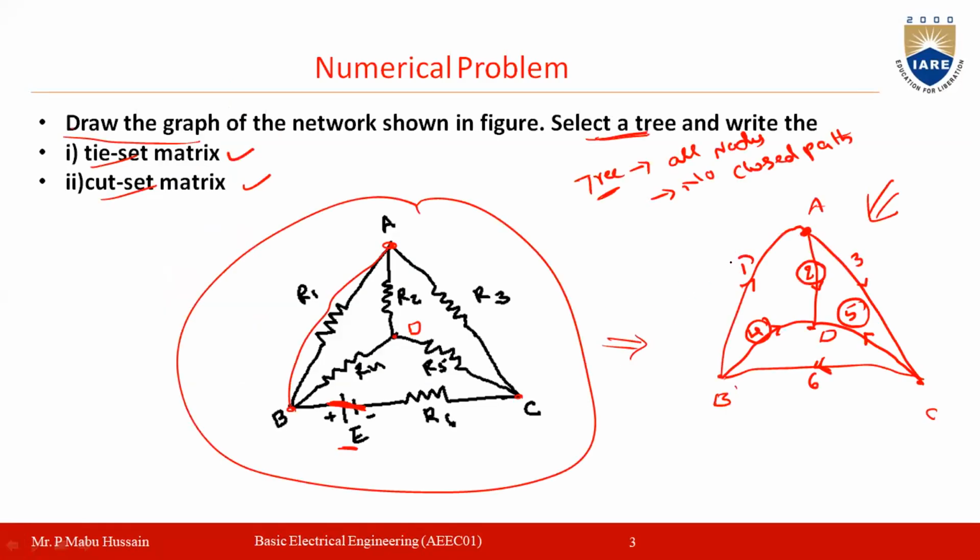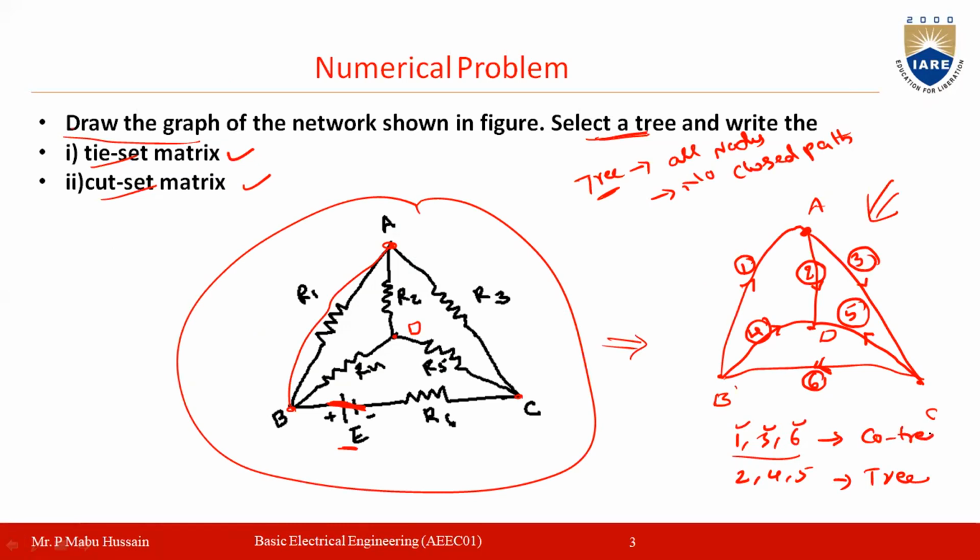So the elements 1, 3, and 6 are removed while forming a tree. With branches 2, 4, and 5 we make a tree, by removing these 1, 3, 6 branches. Now with these 1, 3, 6 branches you can form a co-tree.